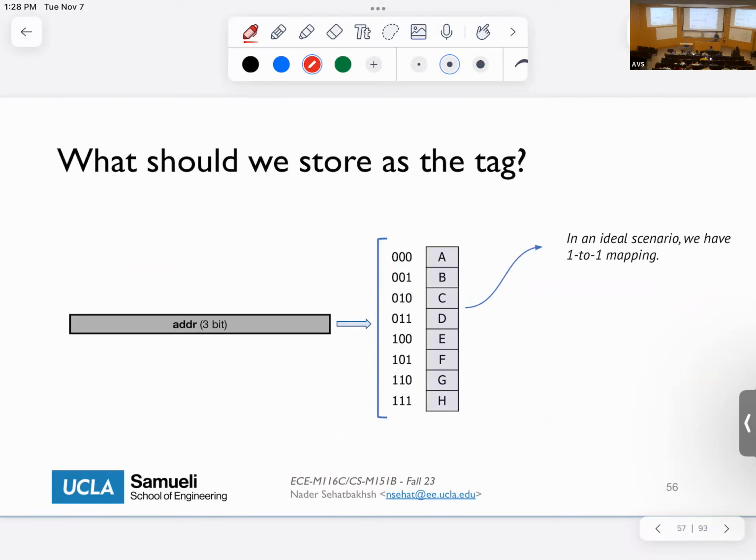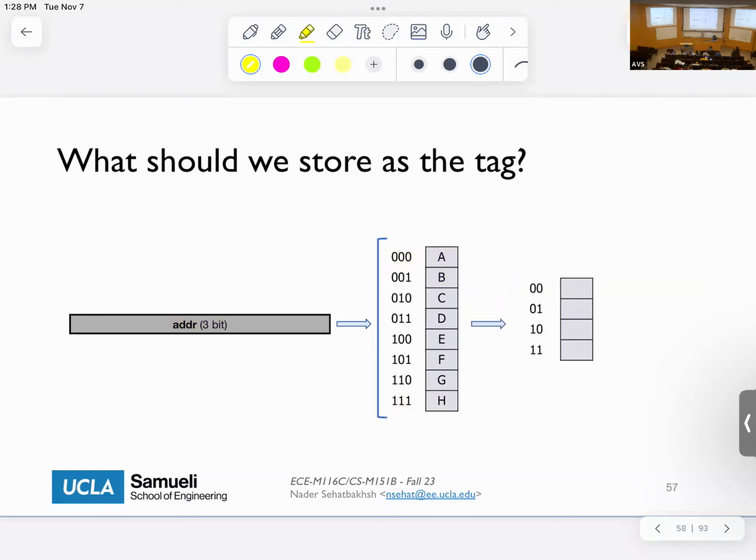So what do we store as a tag? Let me give you a very, very simple example. Let's say we have only a 3-bit address. I'm just doing a very simple thing. If I have a 3-bit address, I have 8 different possibilities. I'm showing the addresses 000 to 111, and let's say I have data A, B to H here. In my main memory, I have this 1-to-1 map. For every address, I have 1 data available. And that's great, so there is no notion of miss in memory. But in the cache, let's say, for example, my cache is only for 4 entries. So in the cache, I have addresses 00, 01, 10, and 11.